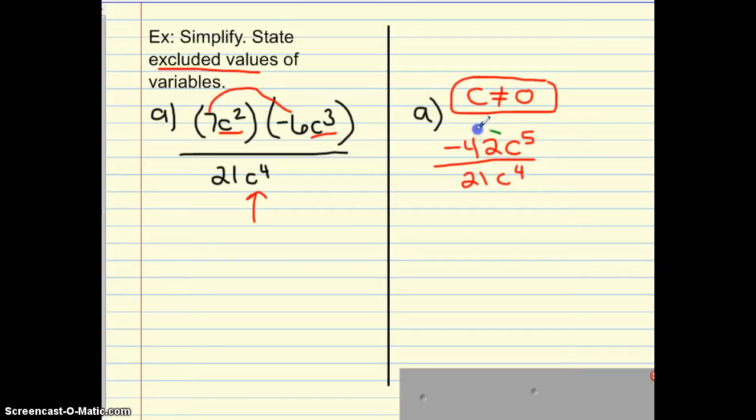Now, -42 over 21 simplifies to -2. I could put it over 1. You don't necessarily have to. And then c to the fifth over c to the fourth is just going to leave me with a c to the first on the top, which I don't even need that c to the first. So my final answer for this is just going to be -2c.